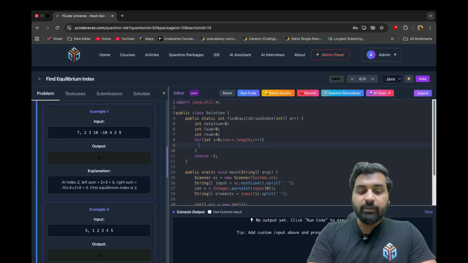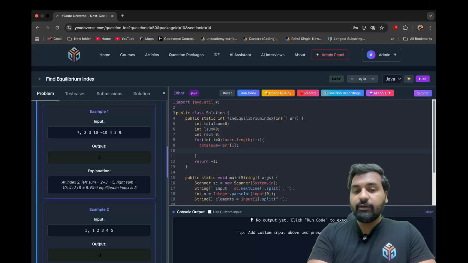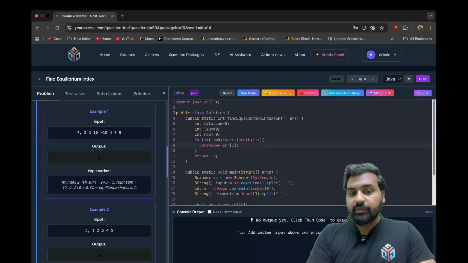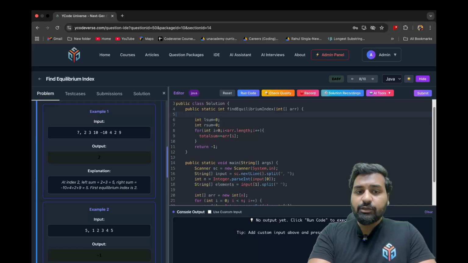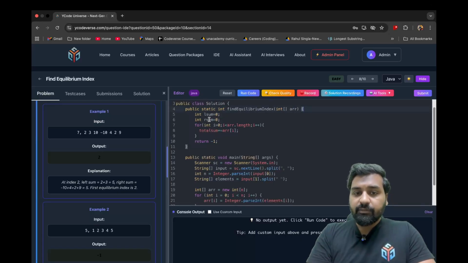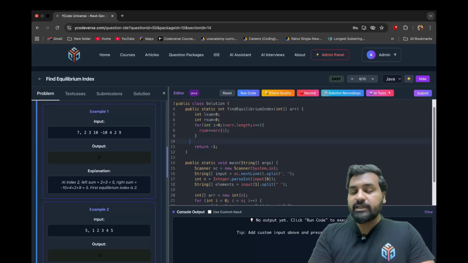Here I'm going to find out total sum plus equal to arr[i]. That means I'm going to take the whole sum of the array and add it into the total sum, right? Or what we can do is, we don't need the total sum, I think, right? Because I'm going to add this total sum into rightSum only. So let's do this. So rightSum right now is the total sum.